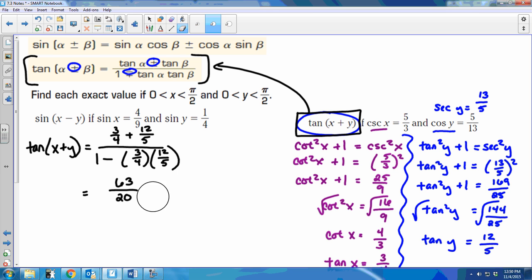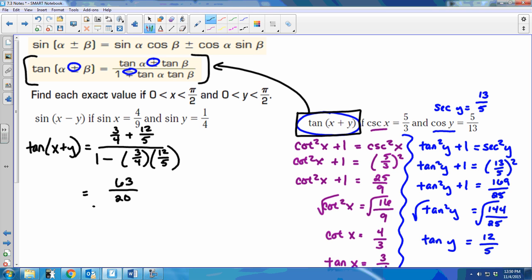But you can check that if you would like. 3/4 plus 12 is? Hold on. It's 3 over 4. Sorry. The 4 over 3 part was the cotangent part. 63 over 20 on top.